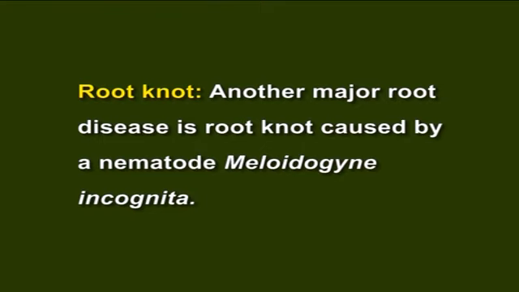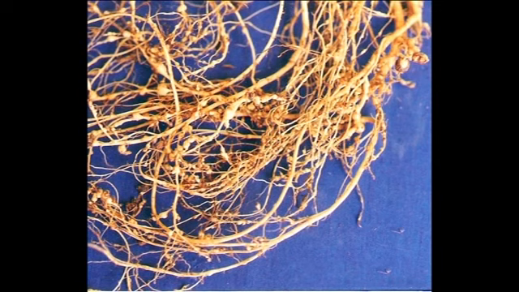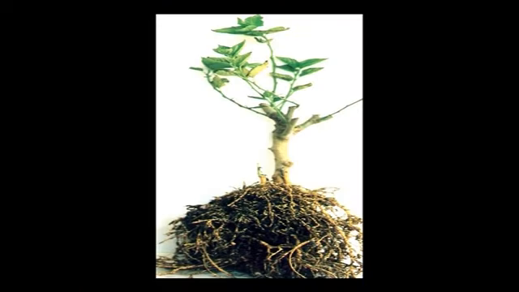Number 2. Root knot. Another major root disease is root knot caused by a nematode Meloidogyne incognita. This disease is characterized by the galls or knots on the root system, which is characteristic symptom. It results in stunted growth and reduced yield, and many times it makes a way for the entry of root rot causing pathogens, resulting in death of plants. Leaf yield loss due to root knot has been reported to be 10 to 12%.